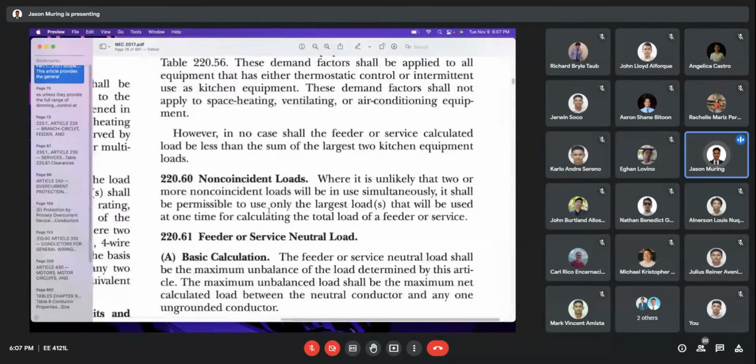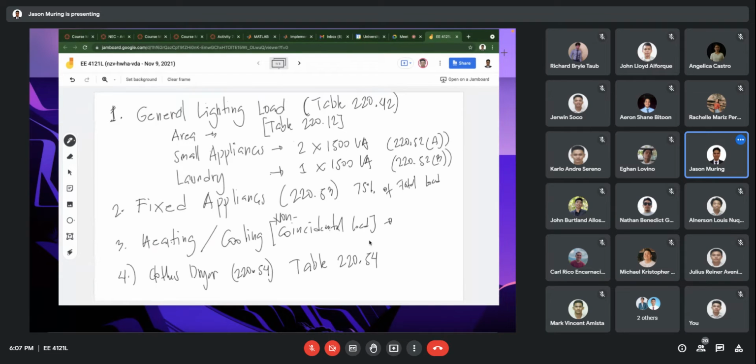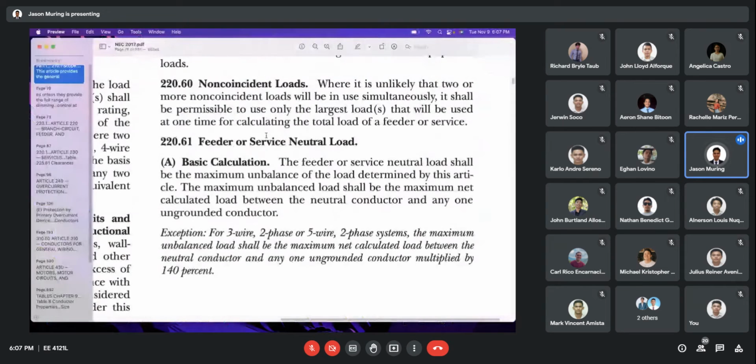So again, since we have here, for example, heating and cooling, so we have heating and AC. Let's say that the wattage of your heating is 5,000 watts, and the cooling is 3,000 watts. Therefore, for this component of your calculation for demand, just use the greater, which is 5,000. That is the meaning of non-coincidental load.